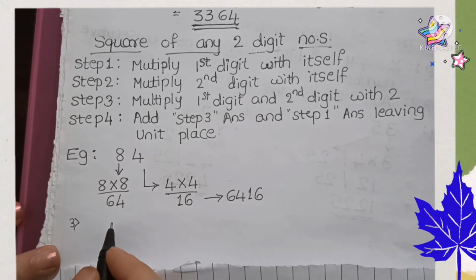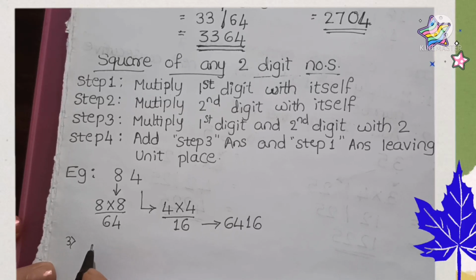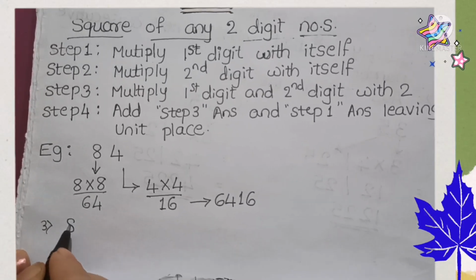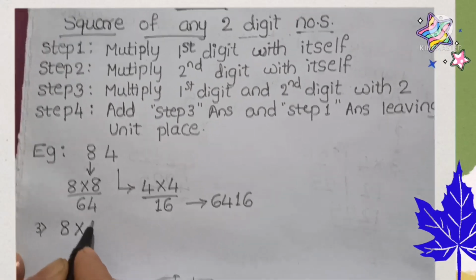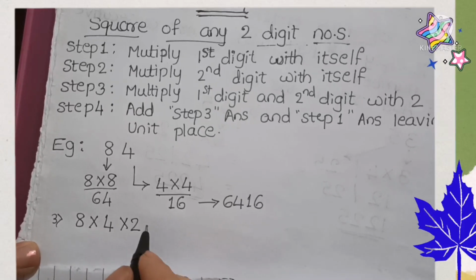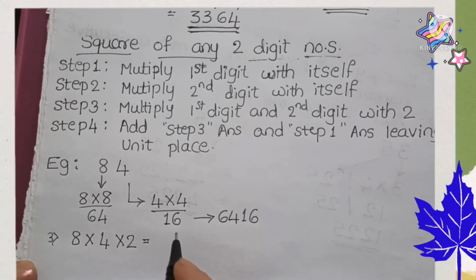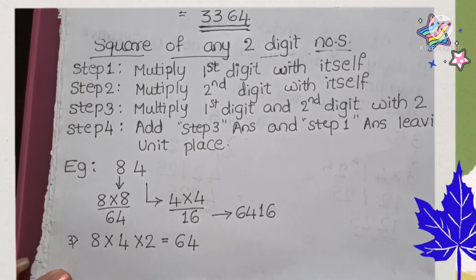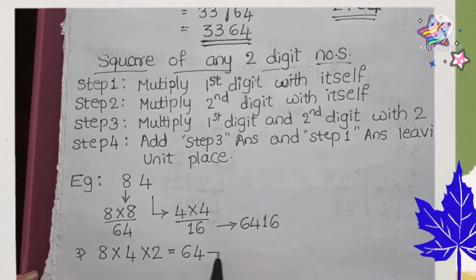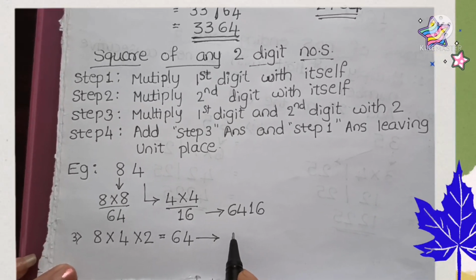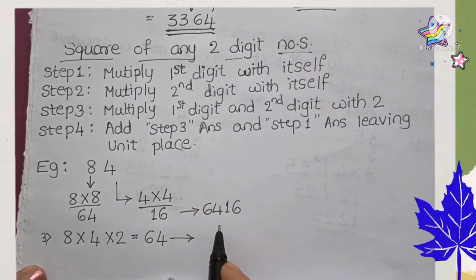As we have seen, in our third step we have to multiply the first digit of the number and the second digit of the number with 2, that is 8 into 4 into 2. So multiplying 8 and 4 we get 32, and 32 multiplied by 2 is 64. So multiplying 8, 4 and 2 we get the answer as 64.